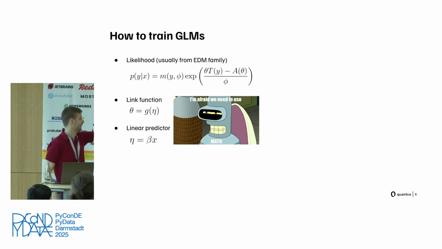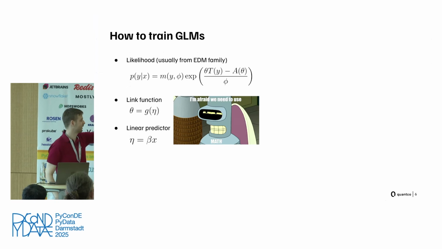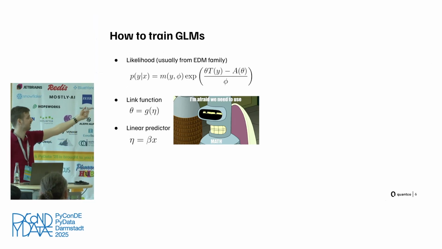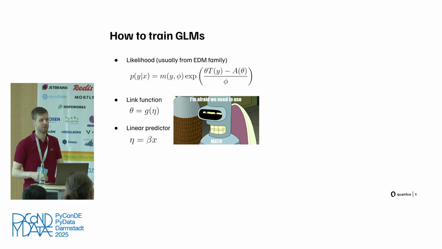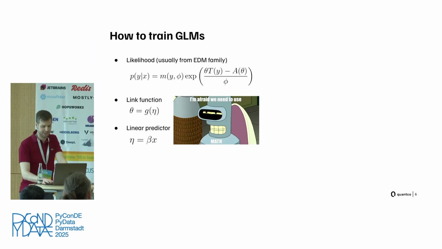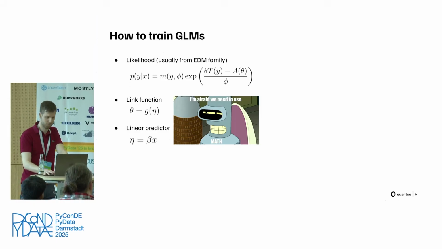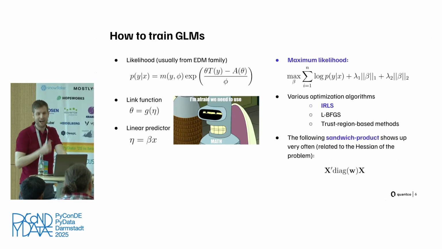Basically, we have a linear combination of the features. We call that the linear predictor. We plug that into this G function that I've talked about. That's the link function. And then we plug the whole thing into a likelihood. And if we have a likelihood that looks like it, then we can exploit the structure to train it a bit faster, more efficiently.